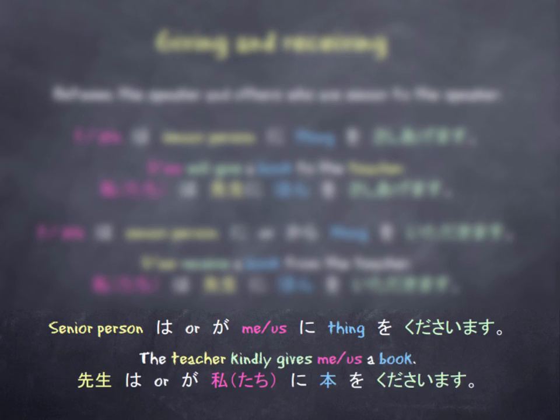So the teacher kindly gives me or us a book. Sensei wa or sensei ga watashi tachi ni hon o kudasaimasu. So again, the use of wa or ga will depend on what is the most important part of this sentence. If the fact that the teacher gave you a book is the more important part, then we're going to use sensei ga. However, if the fact that you've received a book is the most important part of the sentence and the part that you want to place emphasis on, you'll say sensei wa and then the rest of the sentence.